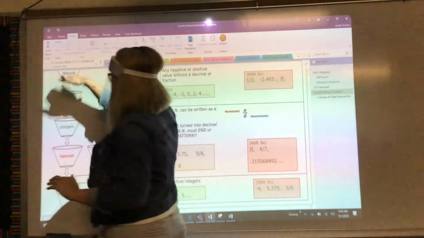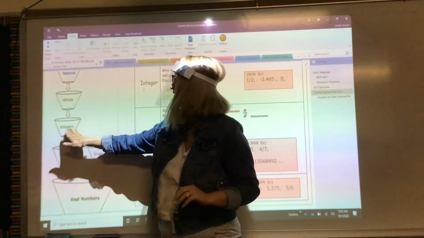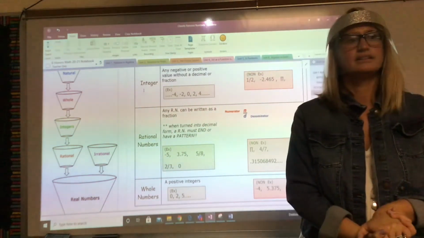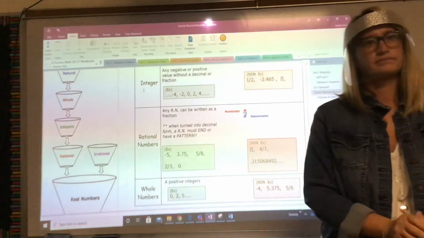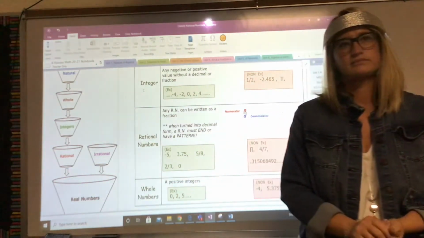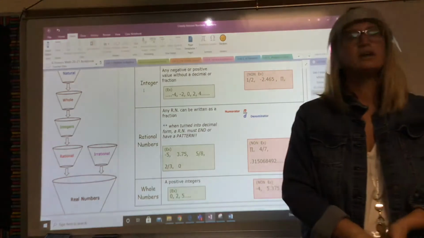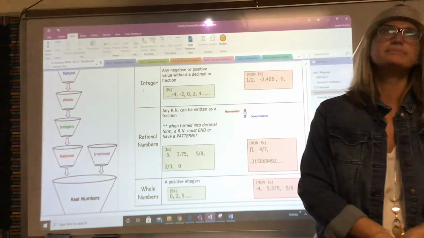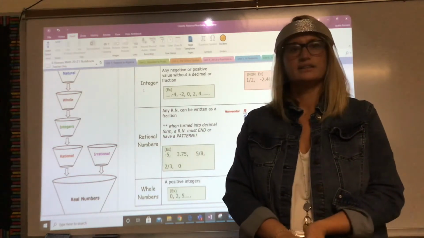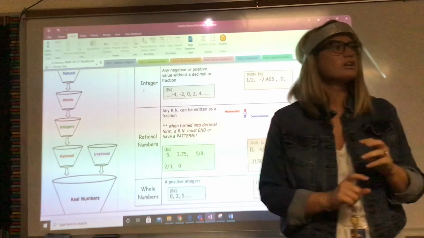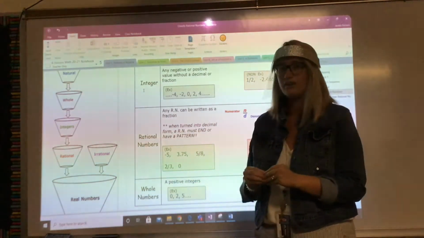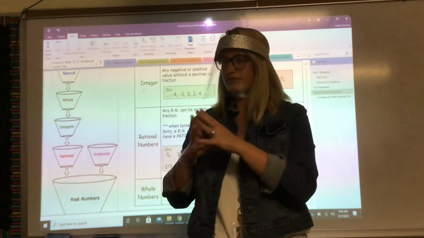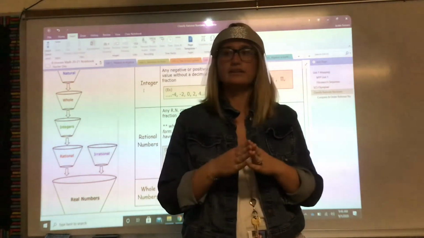So all of our natural fit in whole. Whole fits into integers. Integers fit into rational. What is a rational number? Logan. A rational number is a number that does not go on forever, but is lengthier than an integer. So it could be a decimal, a fraction, or a negative. Okay, that's better. So a rational number is any number that can be written as a fraction. If you can write the number as a fraction, it's considered a rational number.